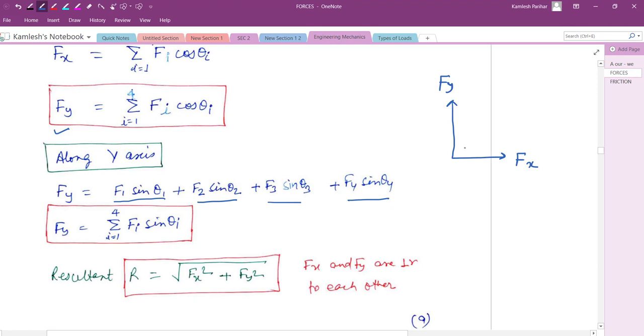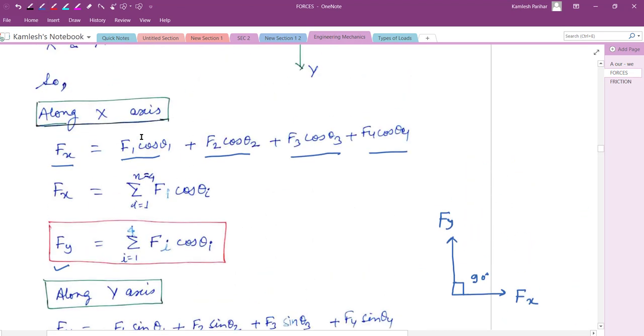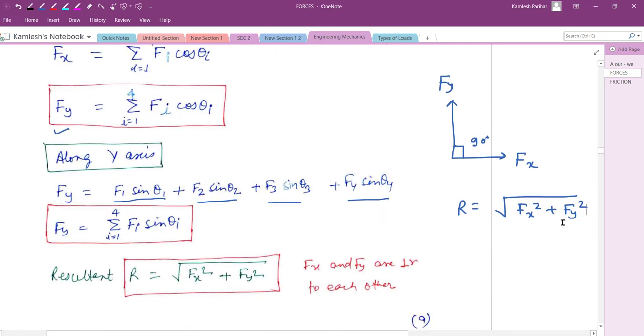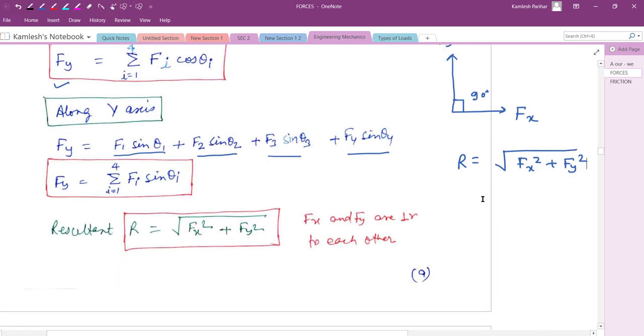So what will be the resultant of these two forces? We have just seen, if the angle is 90 degrees between two forces, then the resultant will be under root of Fx square plus Fy square. So what is Fx and Fy? Fx is F1 cos theta 1 plus F2 cos theta 2 plus F3 cos theta 3, and the list goes on up to the number of forces. And what is Fy? F1 sin theta 1, F2 sin theta 2, and so on, up to where all the forces go. Clear? So in this way, we can find out the resultant of multiple forces.